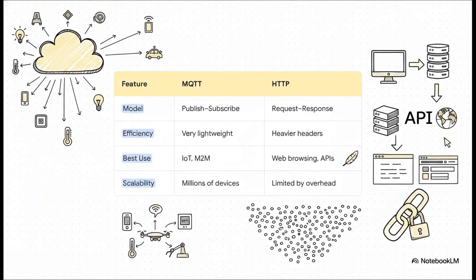And this table really sums it all up beautifully. You can see the models are totally different. Publish subscribe versus request response. Look at the efficiency. MQTT is very lightweight compared to HTTP's heavier headers. And all of that leads to the real bottom line here, scalability. Because of its design, MQTT can gracefully handle millions of devices. HTTP is amazing for browsing the web. MQTT is for a world of connected machines.